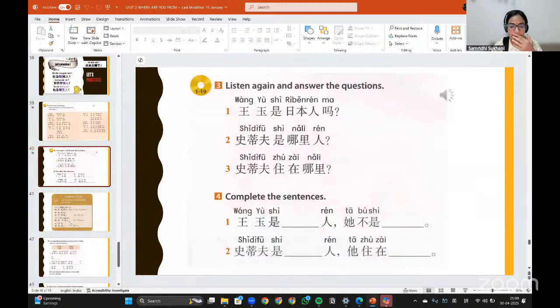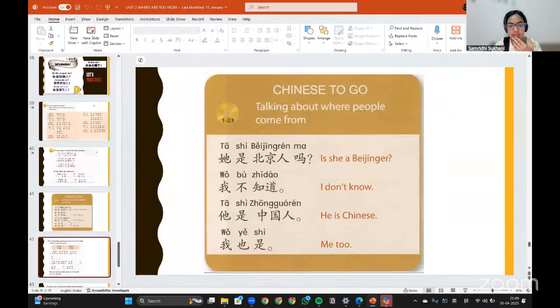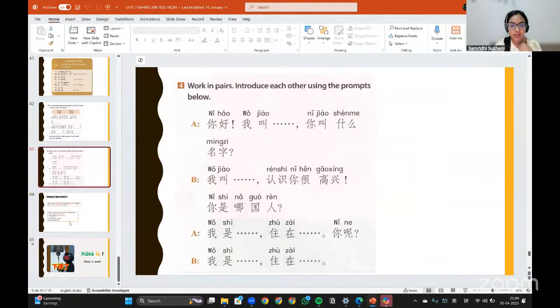In the next class we are going to do the text, but I'm going to give you homework related to the translation activity. There is this working in pairs, introduce each other using the prompts below. I'm going to give this as homework.